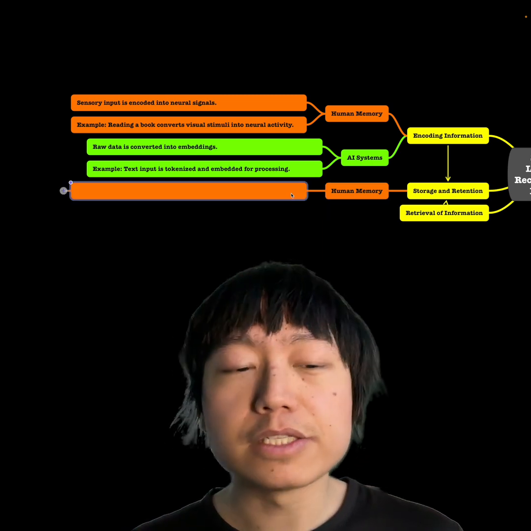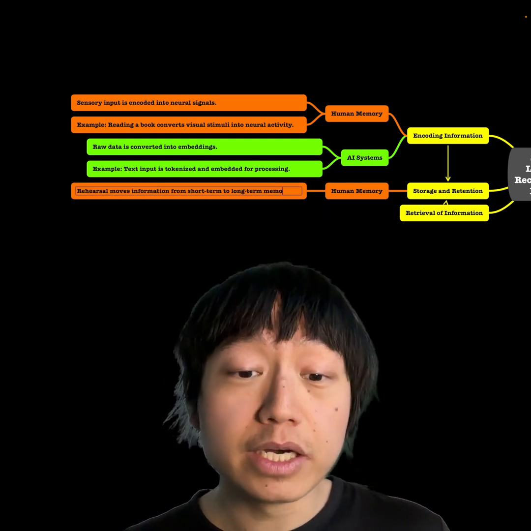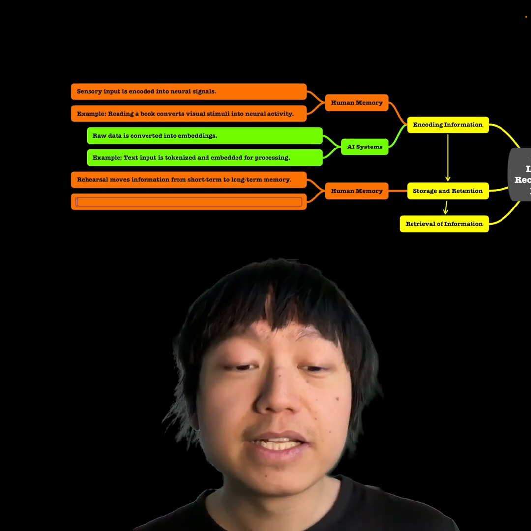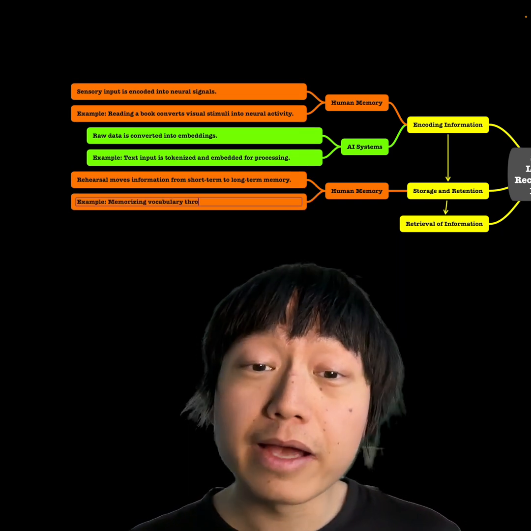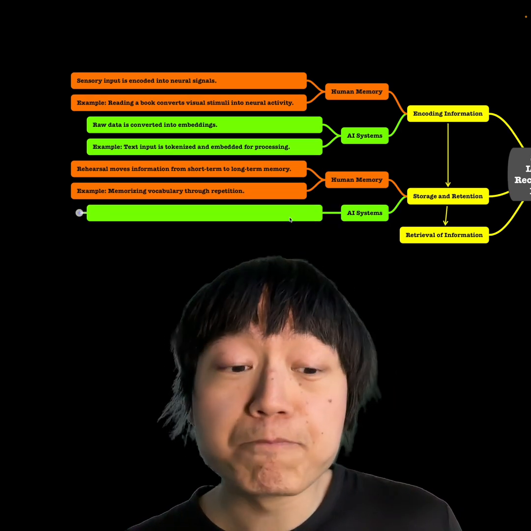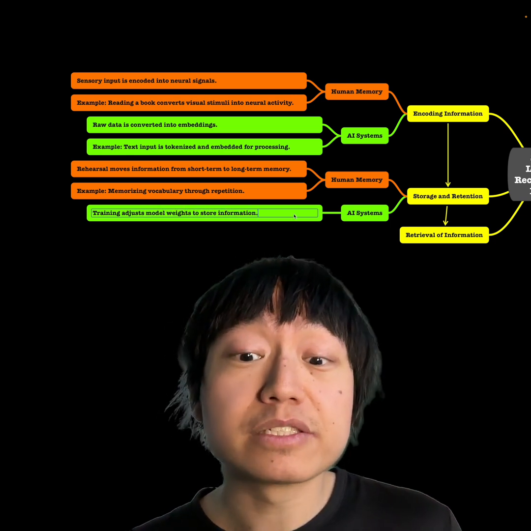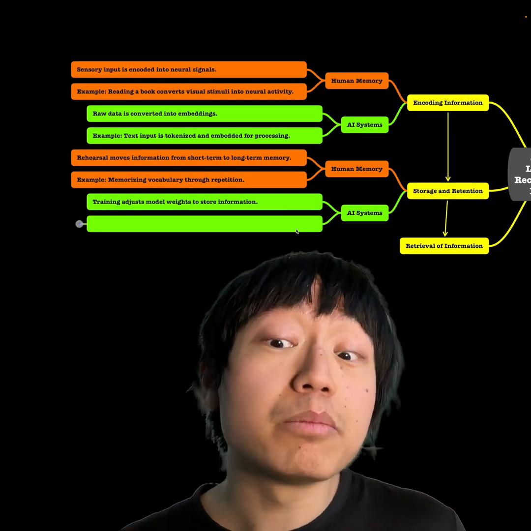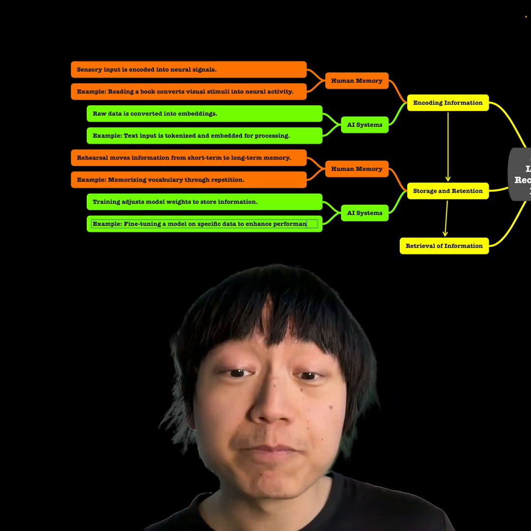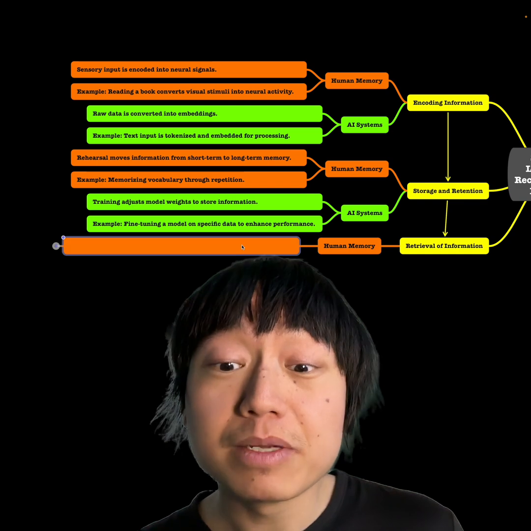And the second one is humans' storage and retention. Rehearsal moves information from short-term to long-term memory. The example is when you try to memorize vocabulary through repetition. But in an AI system, storage and retention happen through training that adjusts the model's weights to store information. The example is fine-tuning a model on specific data to enhance performance, right?